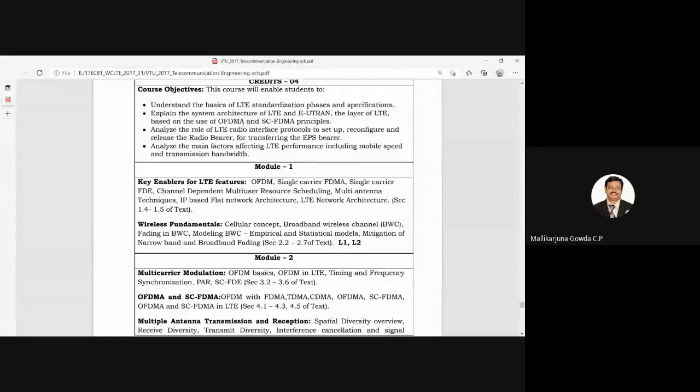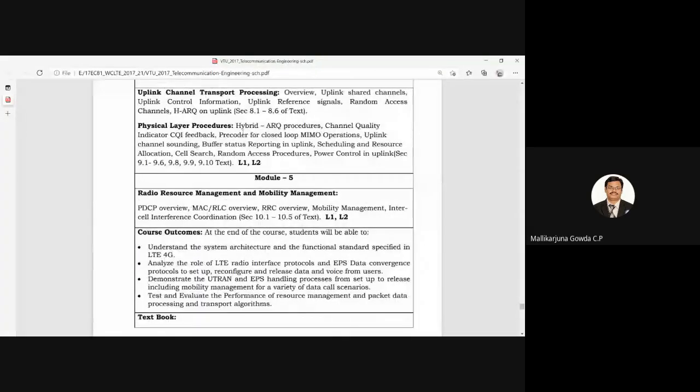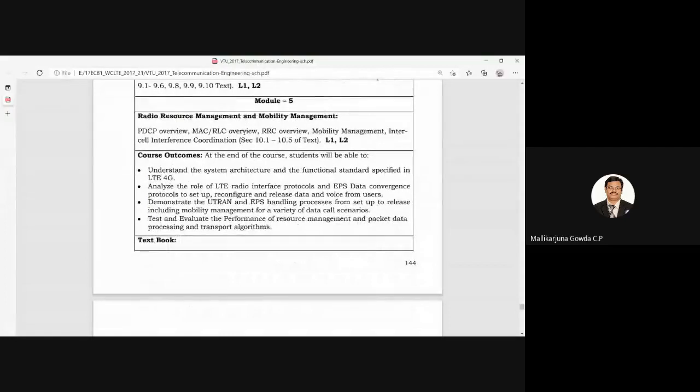These are the course objectives, and now the course outcomes. At the end of this course, you will be able to describe the LTE system architecture with its specifications. Then you will be able to analyze the role of LTE radio interface protocols. Then you will be able to demonstrate how the call process is handled, and mobility management also. Then you will be able to evaluate the performance of resource management as well as packet data processing and transport algorithms.